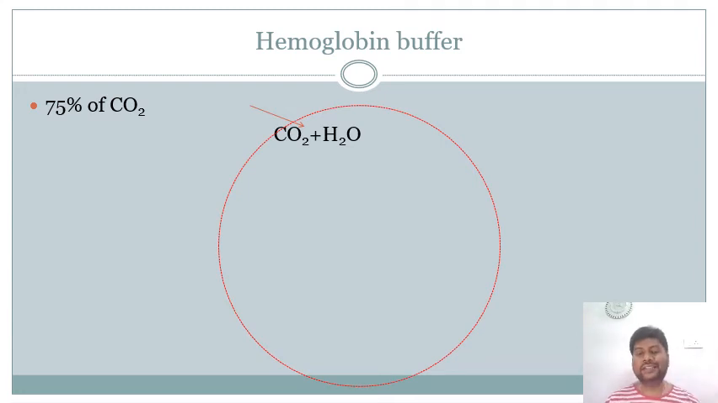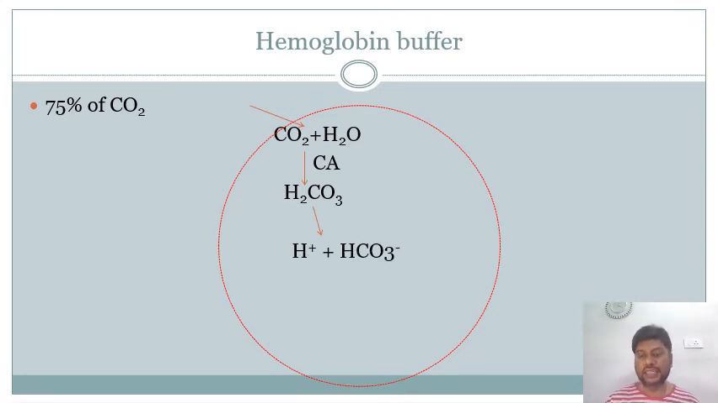Once it enters the RBC, it will dissolve in the water. Even within the RBC, we have water. So it will dissolve in the water to form carbonic acid, catalyzed by the enzyme carbonic anhydrase. Now this carbonic acid will dissociate immediately to form H+ and HCO3-. The H+ will bind to the histidine residue of hemoglobin and be buffered, so that the pH within the RBC will not be altered, whereas the bicarbonate produced will be thrown out of the RBC into the circulation.